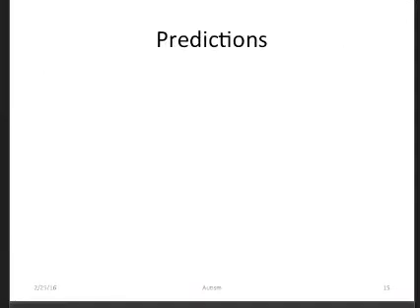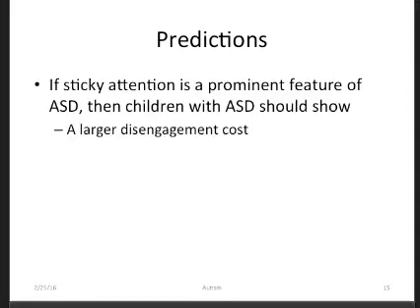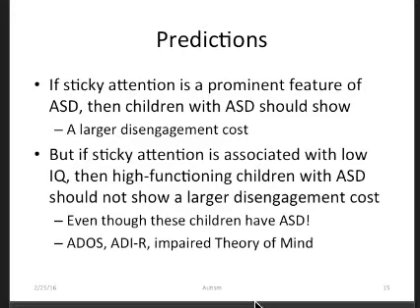So if sticky attention is a prominent feature of ASD, then children with ASD should show a larger disengagement cost. But if sticky attention is associated with relatively low IQ, then high-functioning children with ASD, those children with normal IQs, should not show a larger disengagement cost, even though these children have autism as demonstrated by diagnostic tools and by their impaired performance on tasks that involve theory of mind.